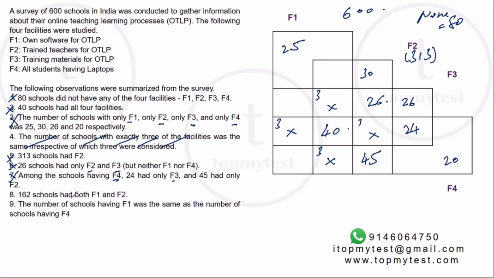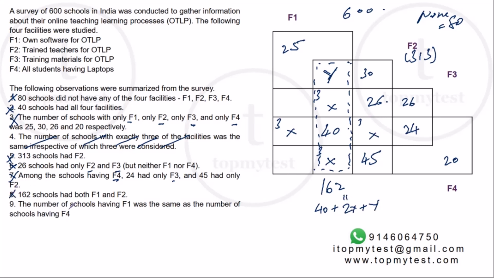162 schools had both F1 and F2. Both F1 and F2 will be this intersection. So this total is 162. Now, if we add this up, there is another missing variable here. Let's call this y. So 40 plus 2x plus y equals 162. This is done.